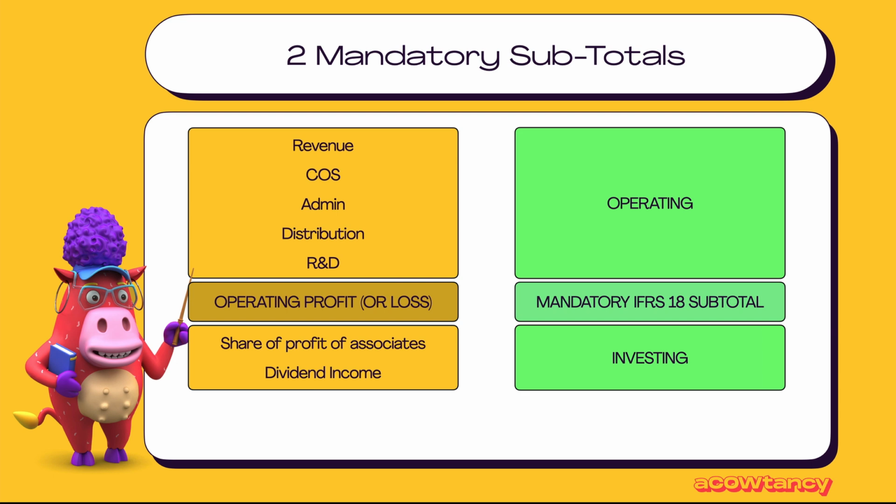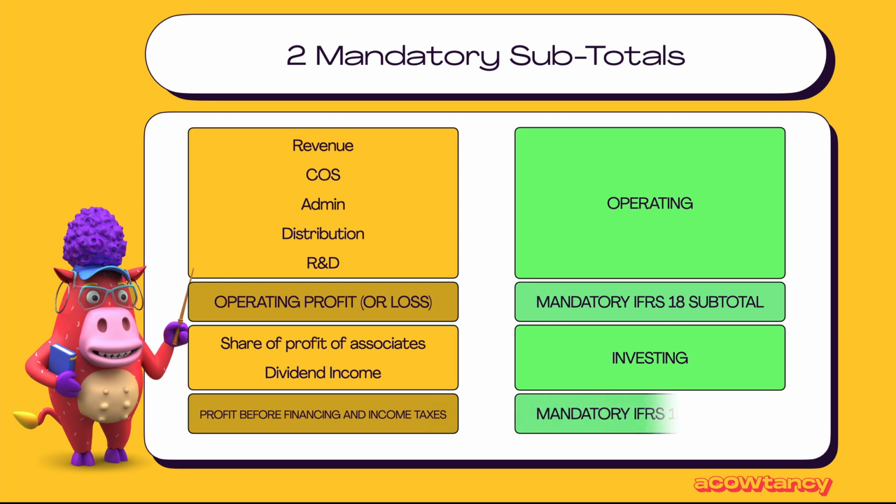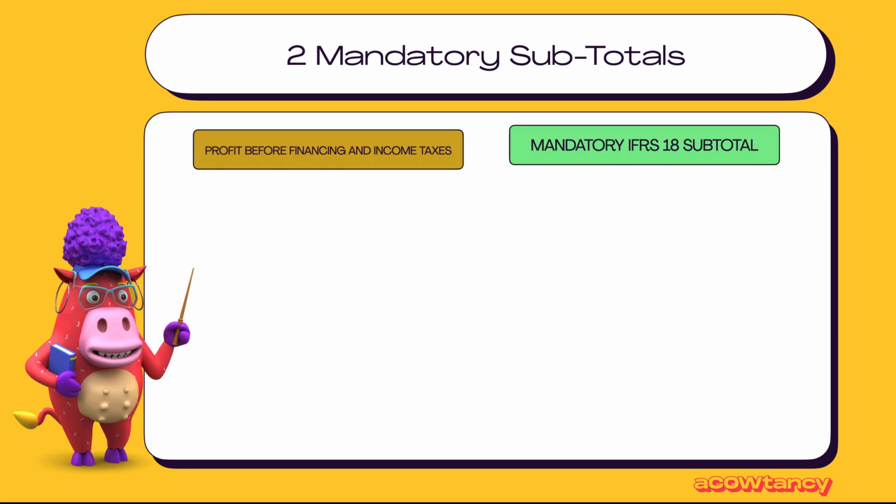But what I want you to think of is what comes after it. So this is profit before, not before operating, it's after operating. Not before investing, it's after investing. It's before financing and income tax. Okay, I don't know why they didn't include discontinued operations, maybe because not every company has one. So that's a mandatory subtotal as well. So there are your 2 mandatory subtotals.